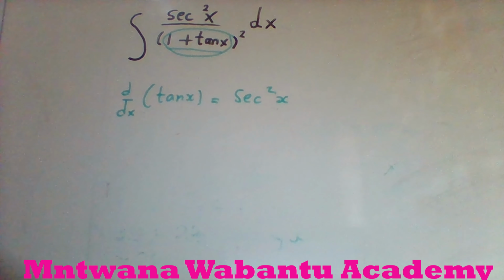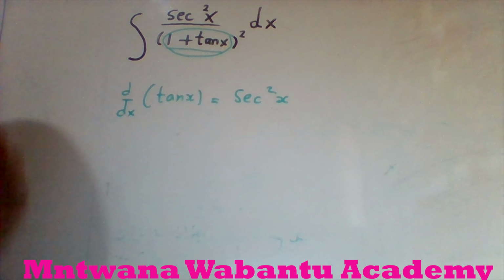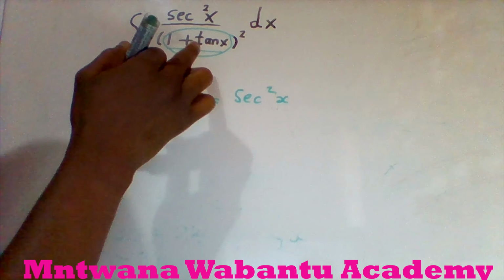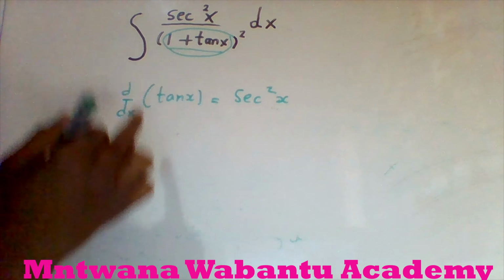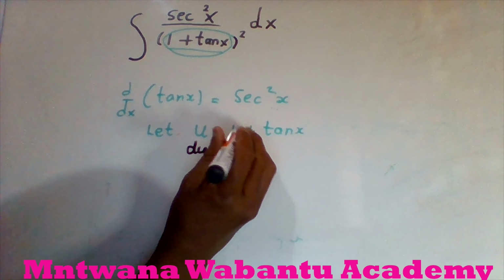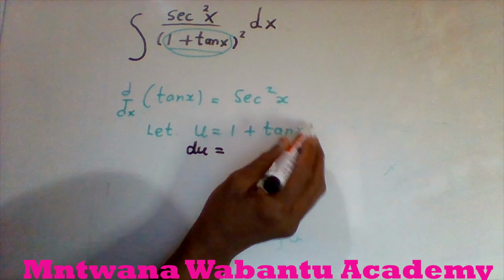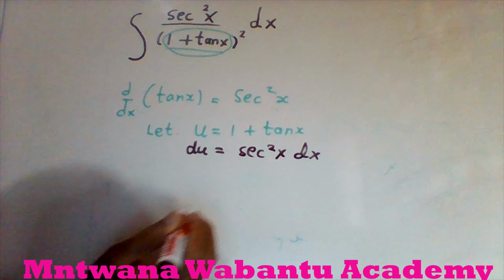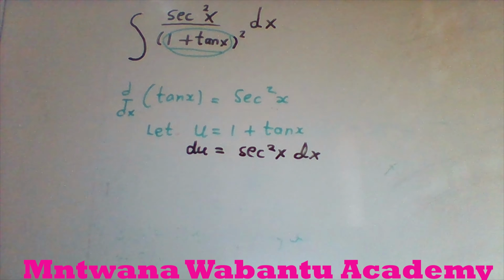So this is integration by substitution. Since I know that if I differentiate this, it gives the top, I'm going to let u equal 1 plus tan of x. Differentiating on the left, u gives me du. When you differentiate 1 it is 0, and when you differentiate tan x, it gives you sec square x, just like we said previously.